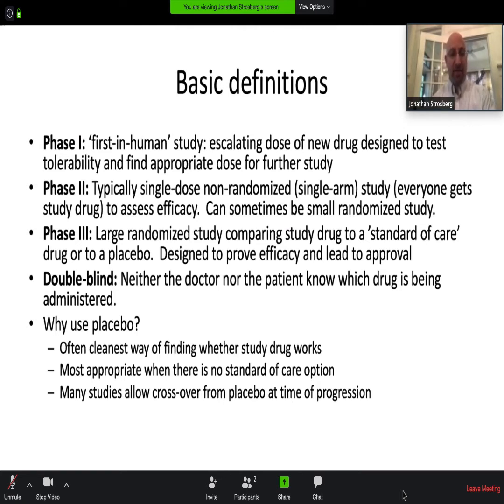Typically, a phase 3 study, but not always, is double-blind, meaning neither the doctor nor the patient knows which study drug is being administered. And patients sometimes ask, why do we need placebo-controlled studies? Well, this is often the cleanest way of finding whether a study drug really works. It's often appropriate when there's no standard of care option, meaning patients have progressed through all the standard of care treatments and now are being offered a drug where there is no standard of care. And many studies also allow crossover from placebo to the trial drug if they progress on placebo.